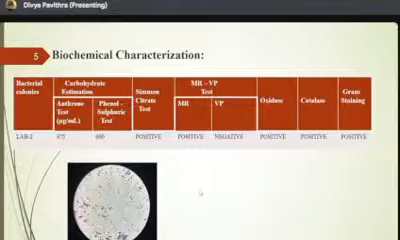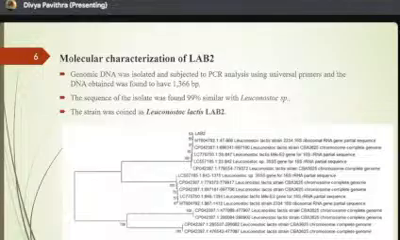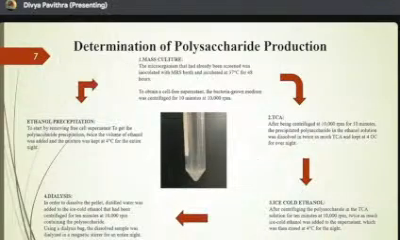After this, we did a molecular characterization to identify what type of species it is. The genomic DNA isolated was subjected to PCR analysis, and we obtained 1366 base pairs. We did BLAST and phylogenetic tree construction, and found 99% similarity with Leuconostoc species, especially Leuconostoc lactis, and we coined the name Leuconostoc lactis LAB2. After identification, we purified the polysaccharide to determine how much polysaccharide is produced.